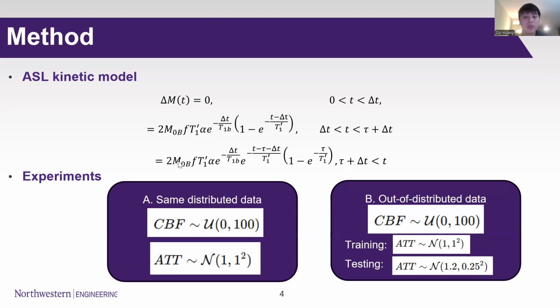We will deliver two experiments. Experiment A is to simulate CBF values from a uniform distribution with range from 0 to 100, and ATT values from a Gaussian distribution with mean of 1 and standard deviation of 1. In this experiment, the distribution of our training dataset and the testing dataset are the same. Then experiment B is to use out-of-distribution data in our ATT parameter testing set. Here, the ATT values are from a Gaussian distribution with mean of 1.2 and standard deviation of 0.25.